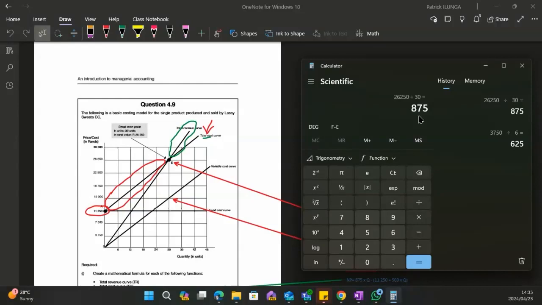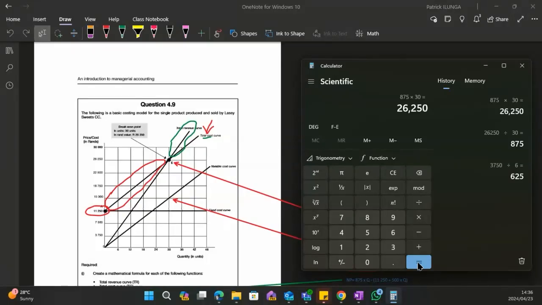But we can test it again. How can we test it? We can take this price per unit, 875, and multiply by 30 units. It gives us 26,250. But that speaks to our total revenue. So if you have 30 units and you're selling those units at 875, your total is 26,250. Makes sense. But it does not really tell us what the cost is.